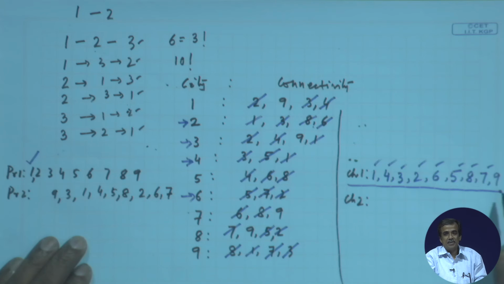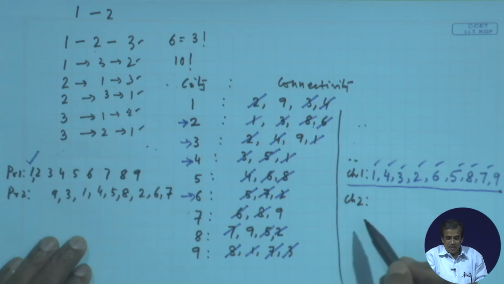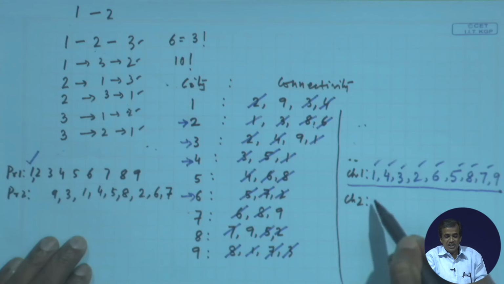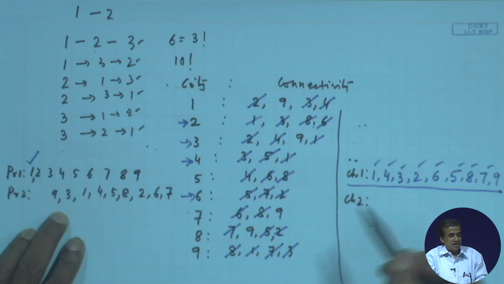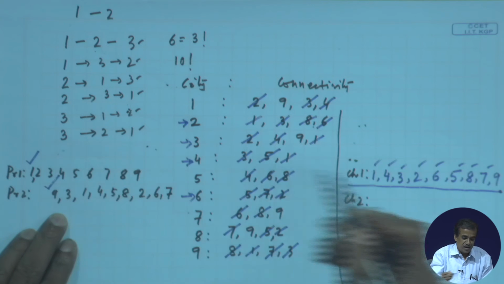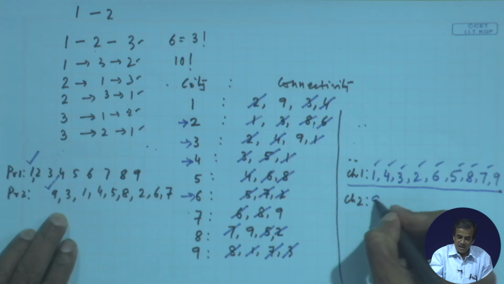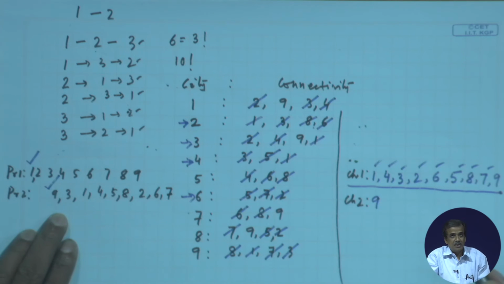Okay. Similarly, to determine child 2, I can start with the starting city of parent 2. The starting city of parent 2 is 9. So you can start with 9.